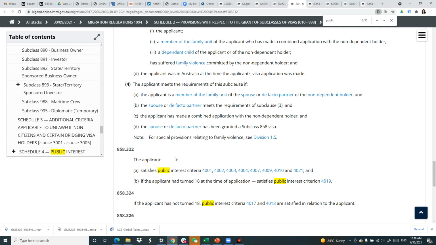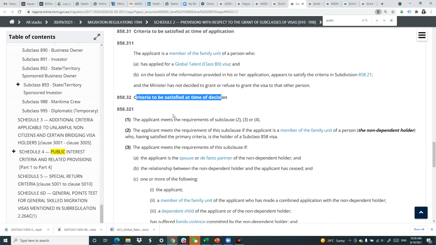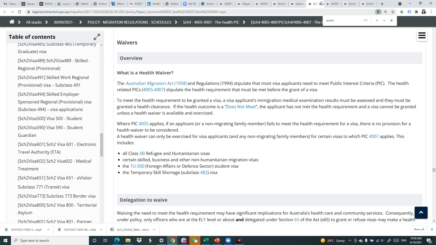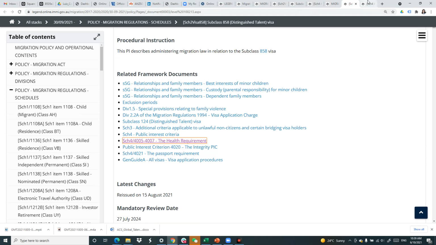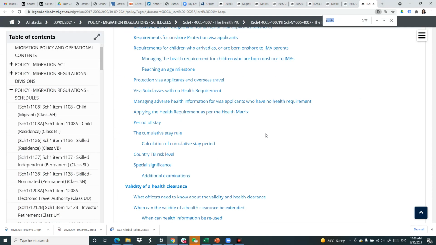Because here it says the visa criteria need to be satisfied at the time of decision, which means the criteria need to be satisfied in order for the department to approve the visa. So if you don't meet any one or more of the requirements, the visa will be refused. The whole visa application will be refused. So in this regard, we will need to seek a waiver. So what is a waiver then? Let's talk about the waiver clause here.